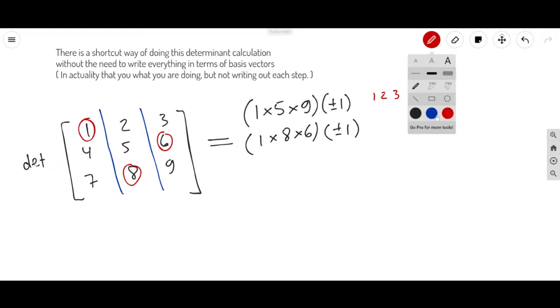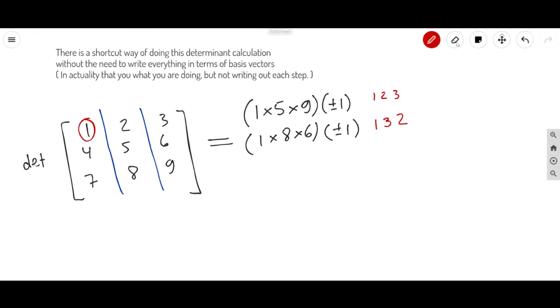The way you're going to determine that plus or minus sign is by looking at how you chose them. So you've chosen the first number in the first column, the third number in the second column, and the second number in the third column. That's what this 1, 3, 2 means. It just represents the positions of how these are being chosen.